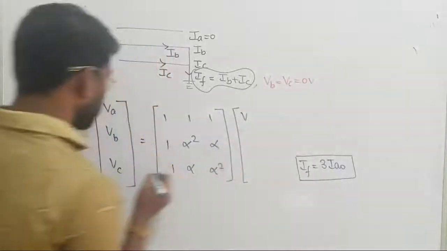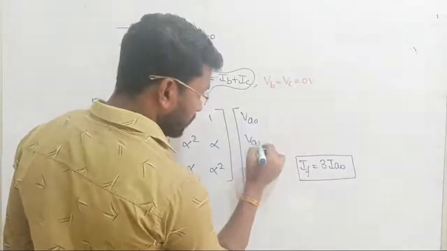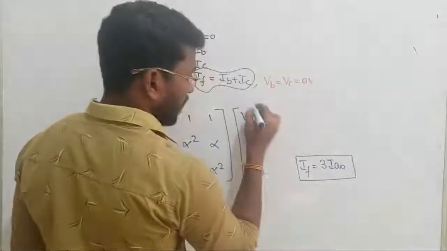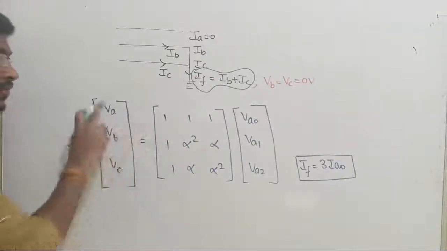Now write the expression for the sequences: positive sequence, negative sequence, zero sequence. VA VB VC I have written like this, right? So zero sequence, positive sequence, negative sequence. Yeah, this order is over. Just find out the value of VA. First find out the value of VA from this expression.